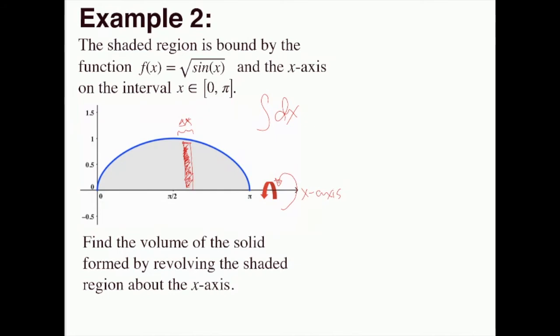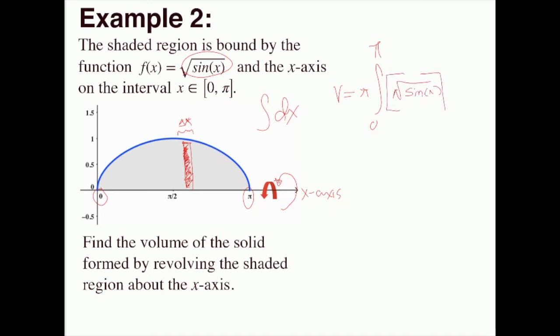So we can go straight to our volume formula. Volume equals pi times the integral. We see our shaded region starts at 0 and ends at pi. And our function f of x is the square root of sine x.